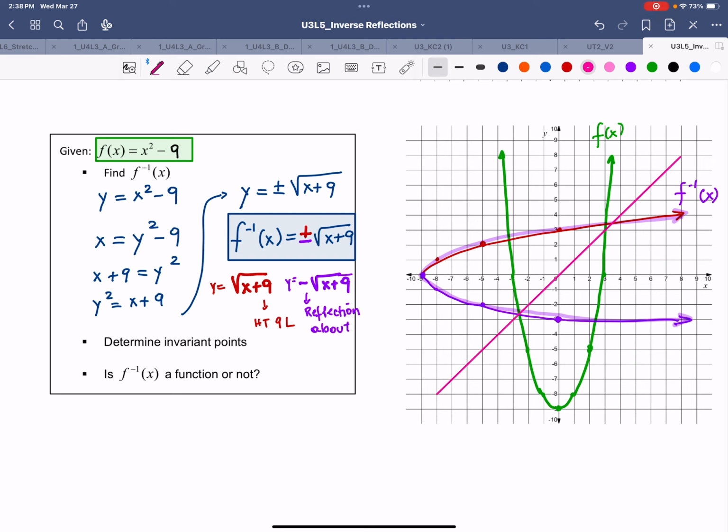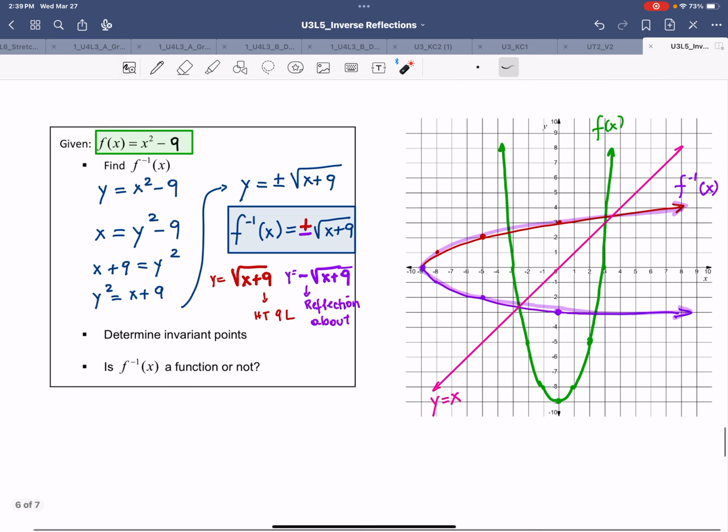Now why is it the y equals x line? Remember what inverse relations are about. Inverse relations are about switching x with y, which makes x and y equal to each other in the inverted function. So the x of the function is the y of the inverted function. The y of the given function is the x of the inverted. So that's why we say that they are reflections about the line y equals x.